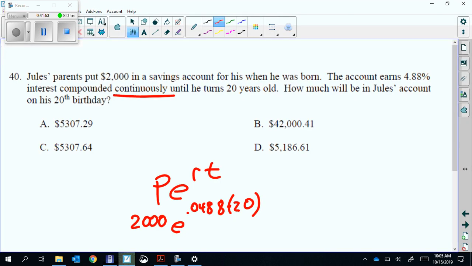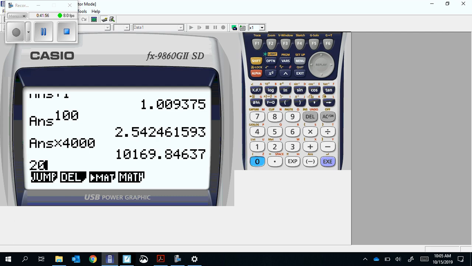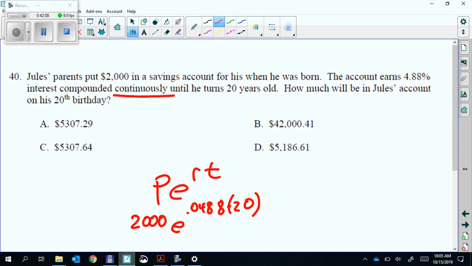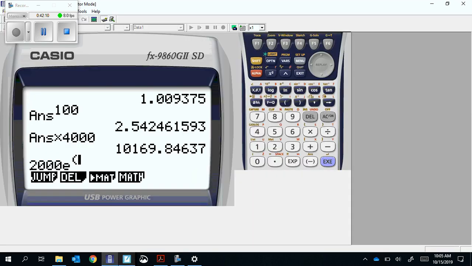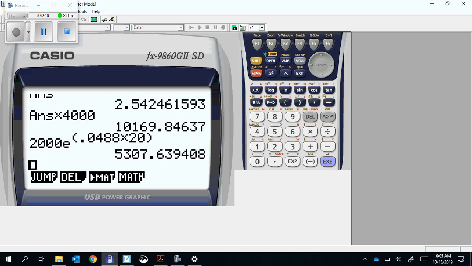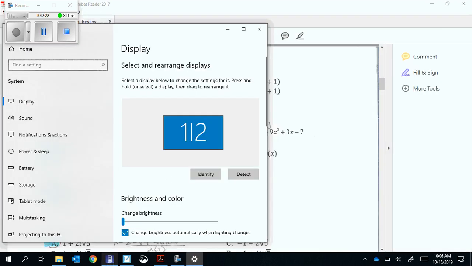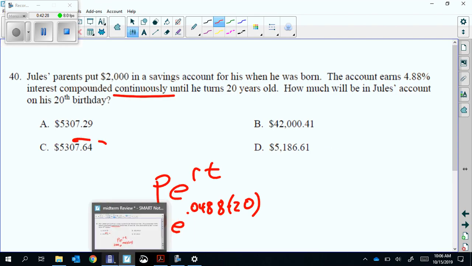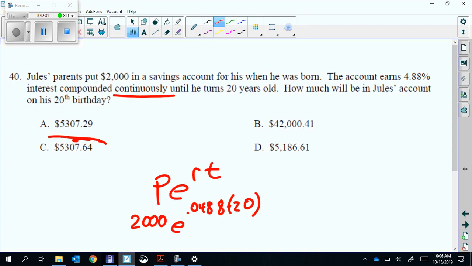$2,000 times e to the, make sure you put parentheses around your exponent. It's 0.0488 and 20 years. 5,307. Ooh, 29 cents or 64 cents? 64 cents. C. A and C were close. You gotta be careful.